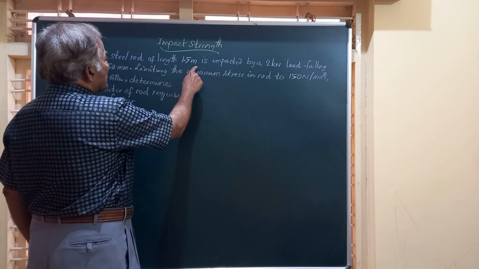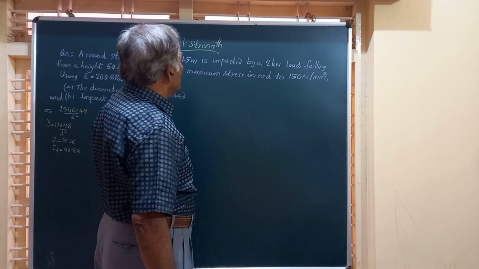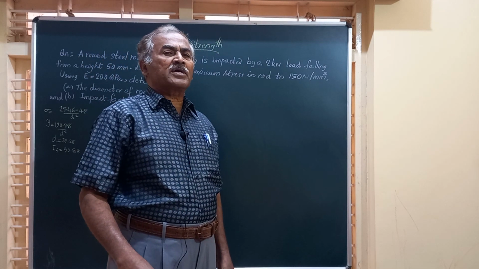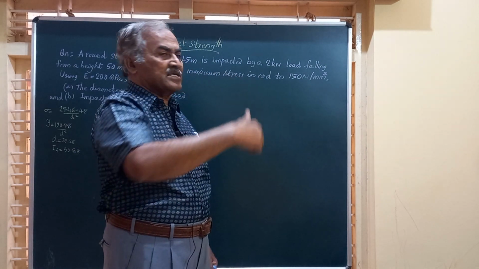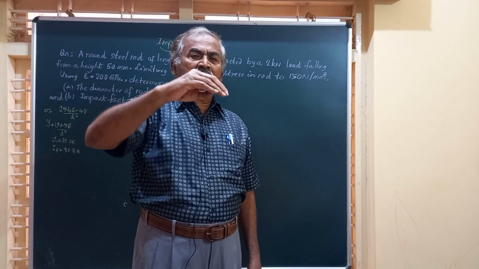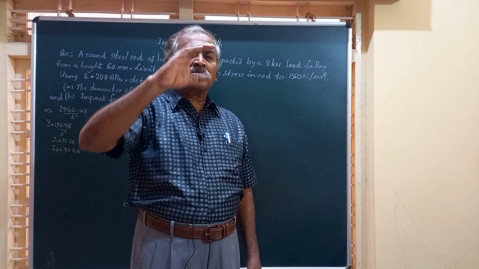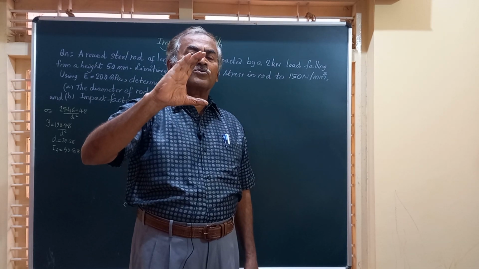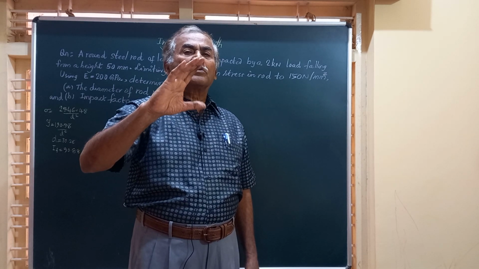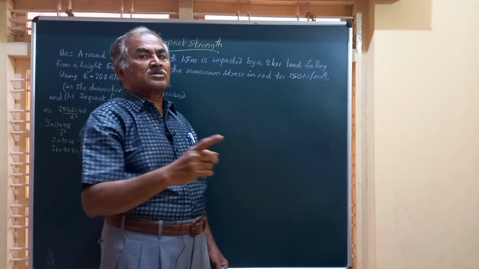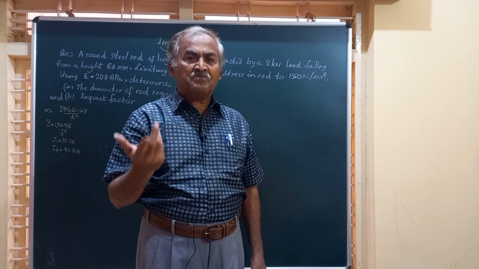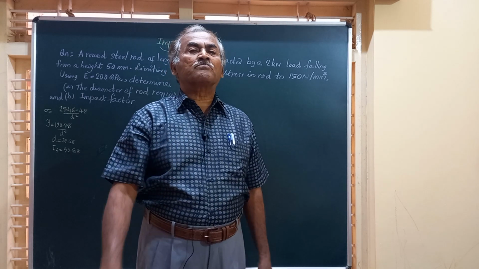A round steel rod of diameter d and length 1.5 meter is impacted by a 2 kilonewton load falling through a height, and the load is acting axially. So friend, you have a vertical rod and a weight is dropped onto that. On account of the load, this specimen or the member undergoes compression, that's called a deformation, and you will have to find out, by limiting the maximum stress in the member, what should be the cross section of the member or the diameter of the member and what is the impact factor.